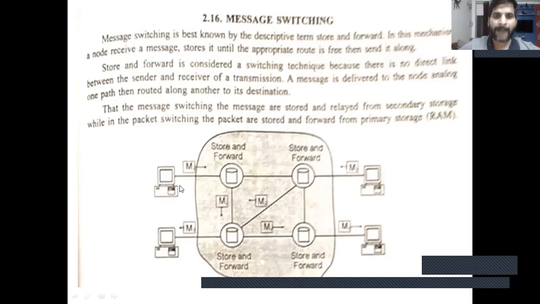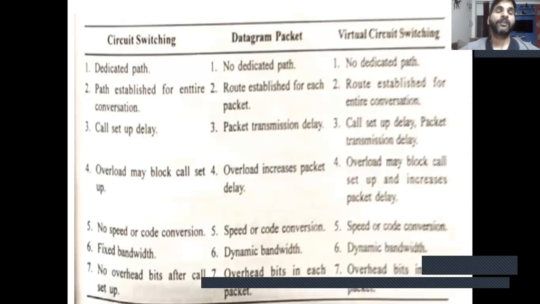Suppose M messages want to be sent. The M messages are stored in the store and forward node, which checks the destination address. If it is not found, it sends the message to the nearest tower or nearest station, and then that station sends the message to the next nearest tower or the destination point.